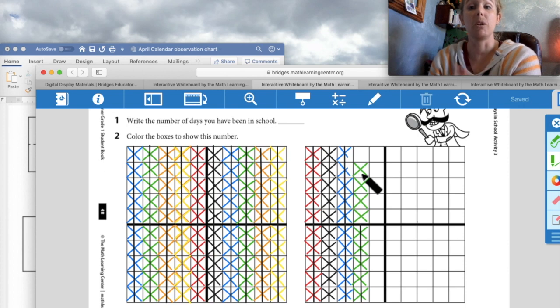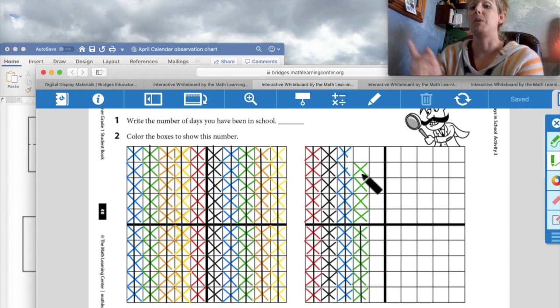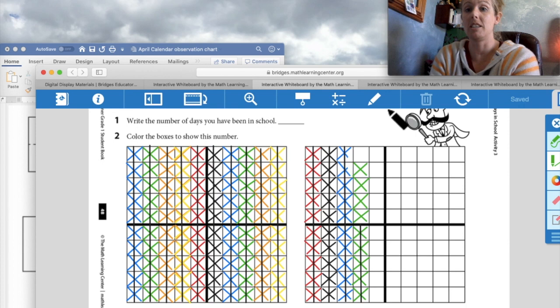Another way, since we know that there's 139, we can still count by 25s. 25, 50, 75, 100, 125. Then we can get to that 130, 135, 36, 37, 38, 39. 139 days of learning.